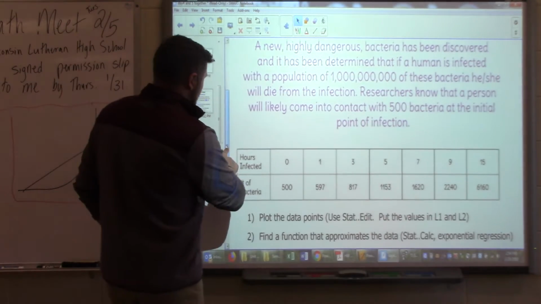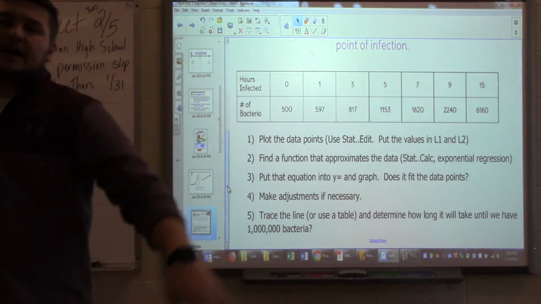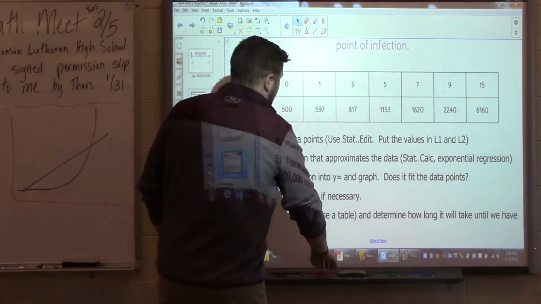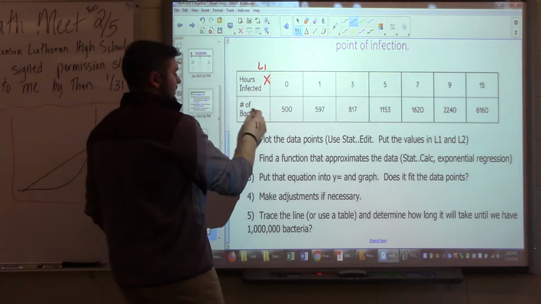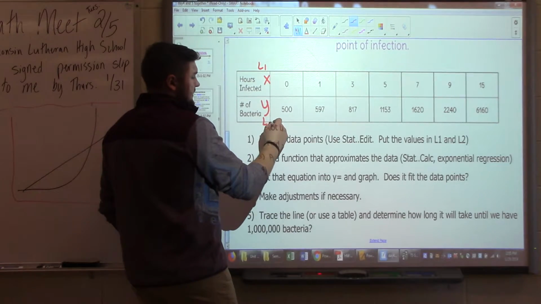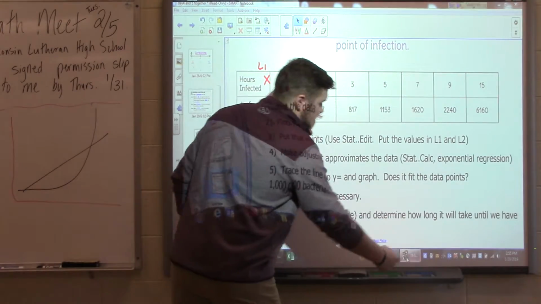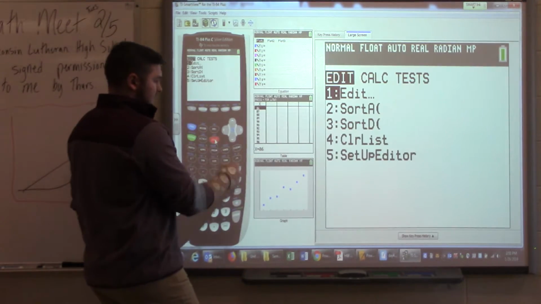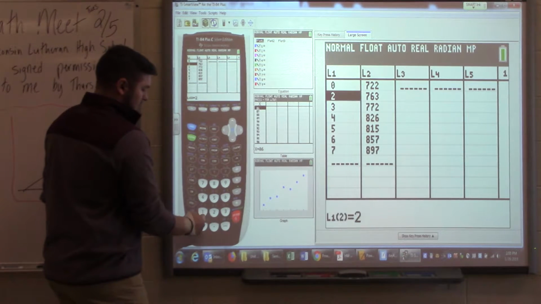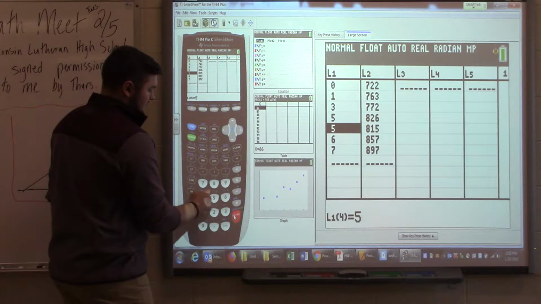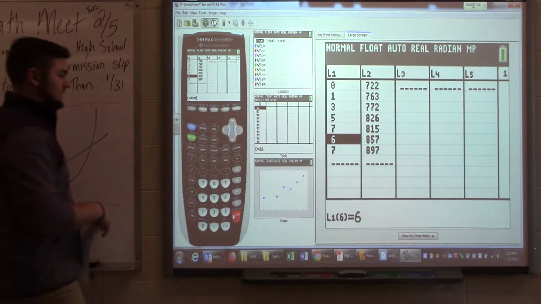First thing we're going to do is plot the data points. We're going to take our values and plug them into our first two lists. My hours infected is my X, so it goes into list 1. My number of bacteria is my Y, so it goes into list 2. So, take out your calculator. Stat, edit, list 1: 0, 1, 3, 5, 7, 9, then 15.